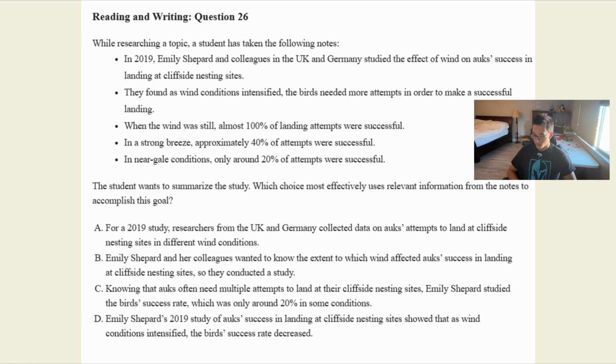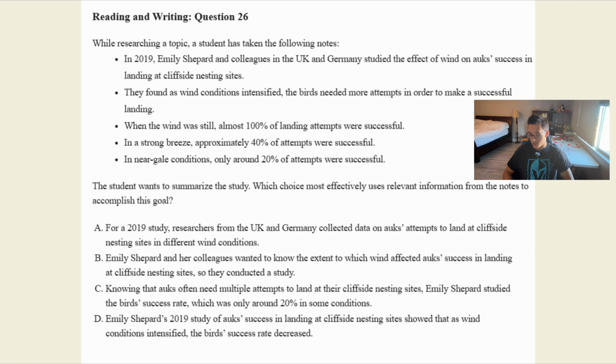C says, knowing that auks often need multiple attempts to land at their cliffside nesting sites, Emily Shepard studied the bird's success rate, which was only around 20% in some conditions. Okay, I like this answer. It talks about who conducted. It doesn't say when. It says some of the results, and it talks a little bit about the aim, right? Let's look at D though.